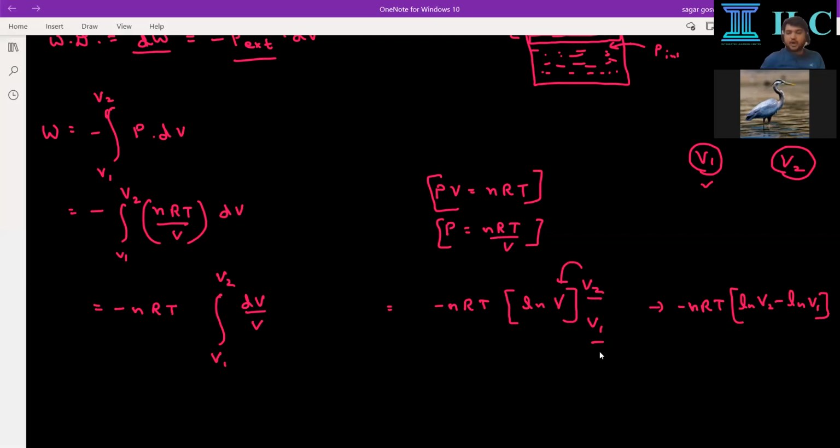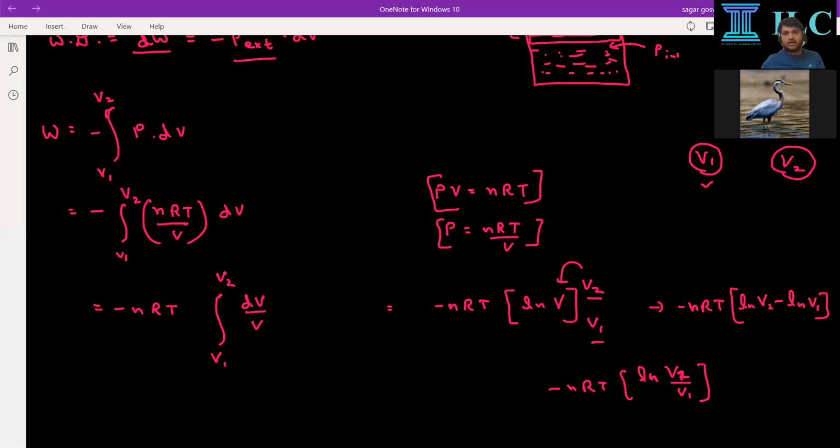But remember there is a property of log. Whenever there is ln V2 minus ln V1, you can write it in division as well. So you will say V2 over V1. So nRT ln V2 over V1. It has the same meaning. Sorry, V2 over V1. And it is the ln.